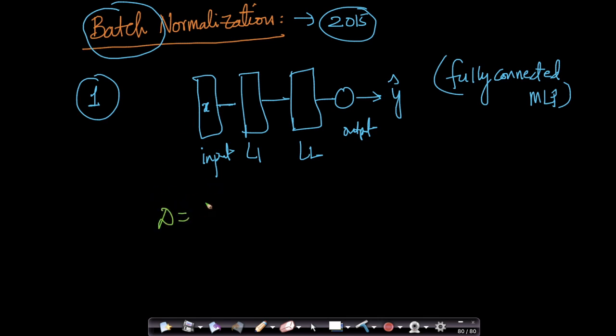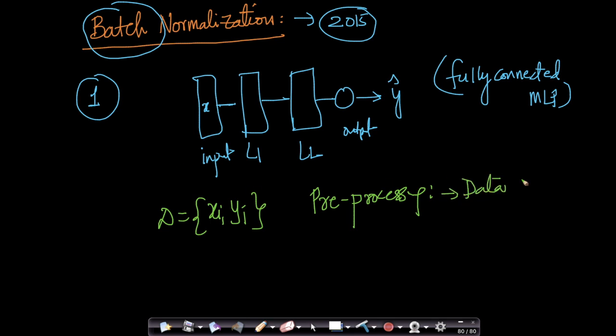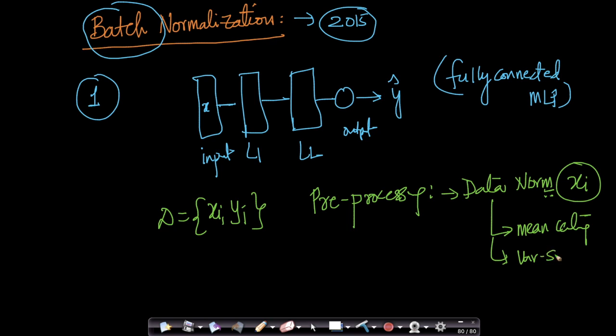given our data set of xi's and yi's, as a pre-processing step, we perform data normalization on xi's. By data normalization, what I mean here is mean centering and variance scaling.